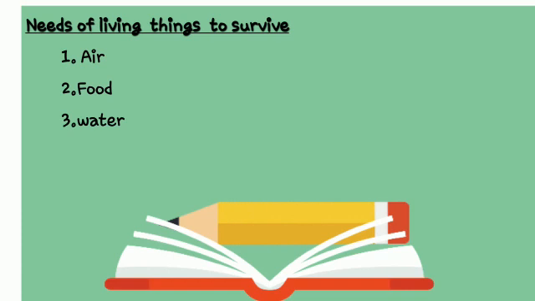And the question arises, what are the things that living things need to survive? Number 1 is air, number 2 is food, and number 3 is water. These are the important factors that affect living things, and these are necessary for a living thing to survive. Like air we need to breathe, from food we get our energy, and water is very important for our body regulation. These are the important factors.